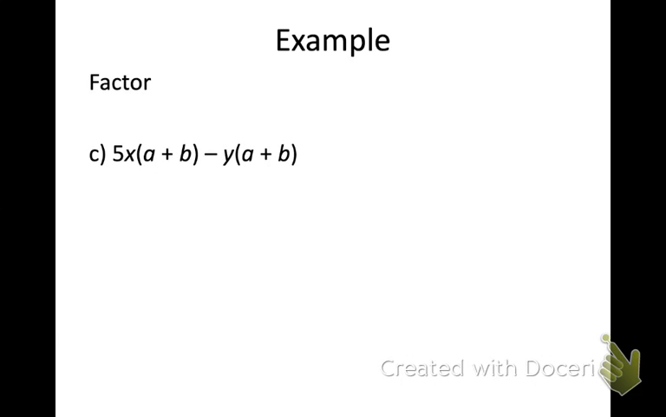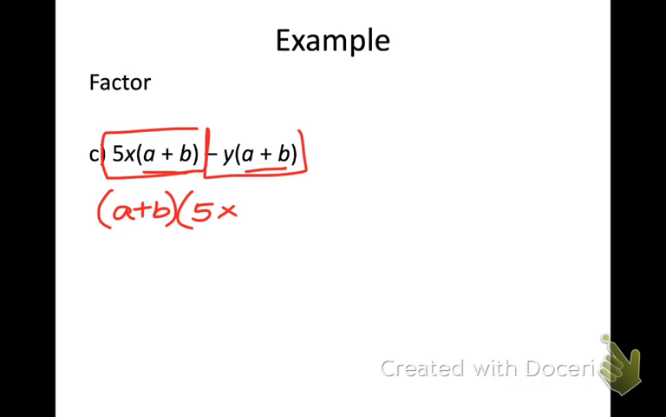C, I have 5x times the quantity a plus b minus y times the quantity a plus b. I see quantities of a plus b in both, so that's going to be your GCF. If I take out an a plus b from the first chunk, I'm left with a 5x. If I take out an a plus b from the second chunk, I'm left with just a minus y. Now when I look at each of these individually, I can't factor either any further. There's no GCF that I can take out, so now I am all done.